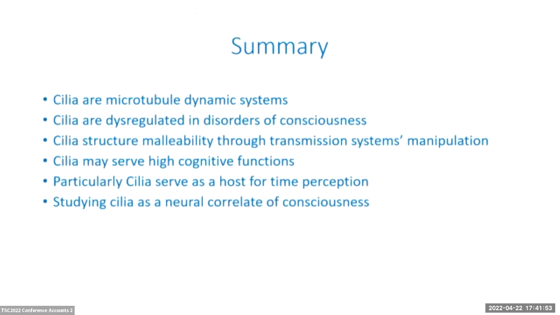And as a summary, cilia, which are microtubules, are dynamic systems. They are dysregulated in disorders of consciousness, such as schizophrenia. And their structure can be malleable, can be manipulated by some transmission systems. Cilia may serve high cognitive functions, and that's what we try to prove. And particularly, cilia may serve as a host for time perception. And that's why studying cilia might be very interesting as a neural correlate of consciousness.